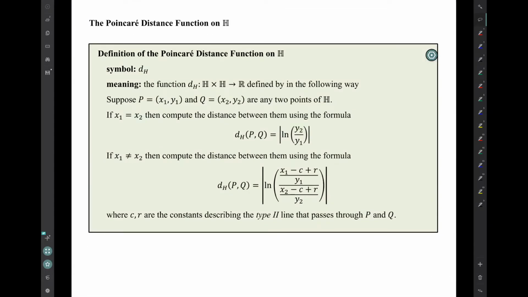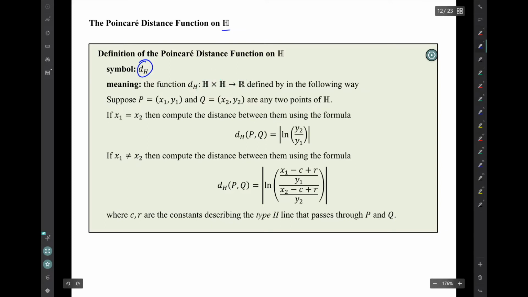Now I'm going to discuss the Poincare distance function on the upper half plane. The symbol is d with a subscript capital H. So that's going to be a function, because it's a distance function, its domain is going to be H cross H. So this function will eat as input a pair of ordered pairs of real numbers that are in the upper half plane. And the range, that is the output, is the set of real numbers.